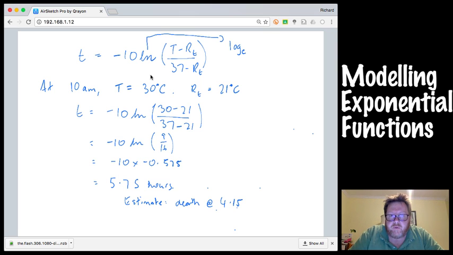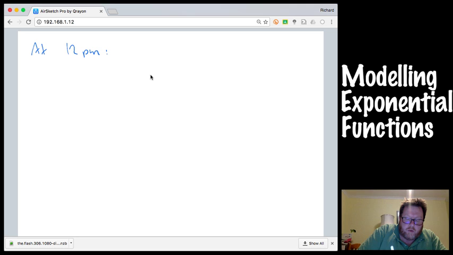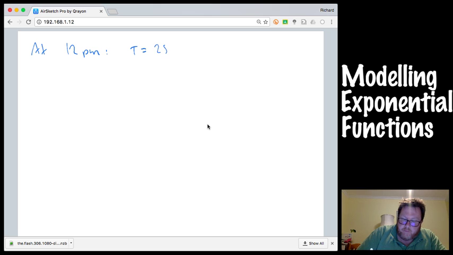But to confirm that, 2 hours later, so at 12 p.m., what did we have? T equals, so noon, 12 p.m., T equals 28 degrees Celsius. And room temperature hasn't changed, so R sub T is equal to 21 degrees Celsius. Okay, great.